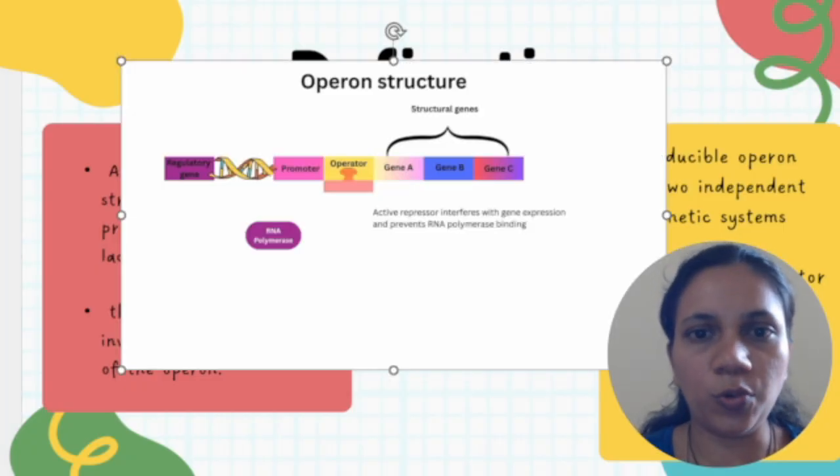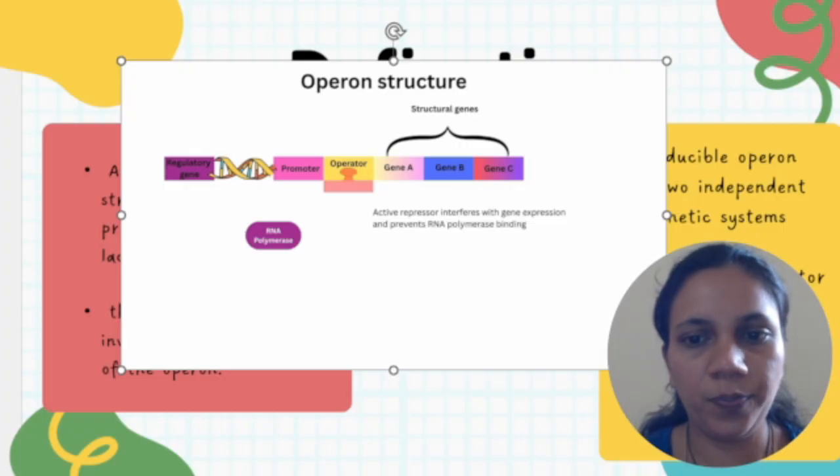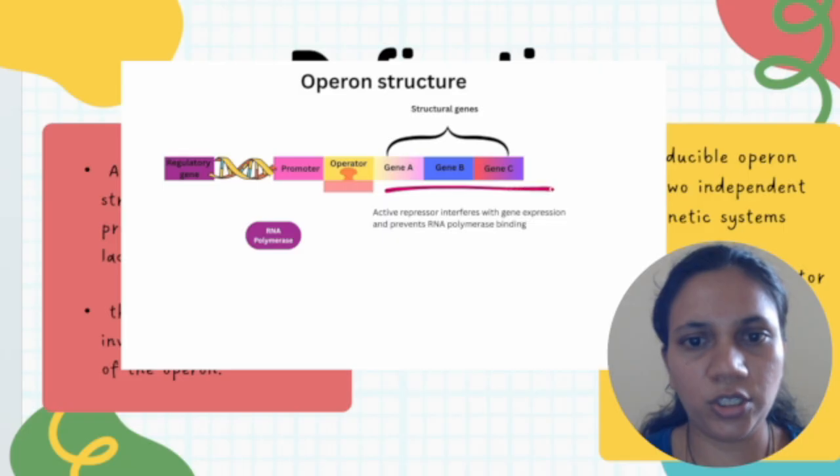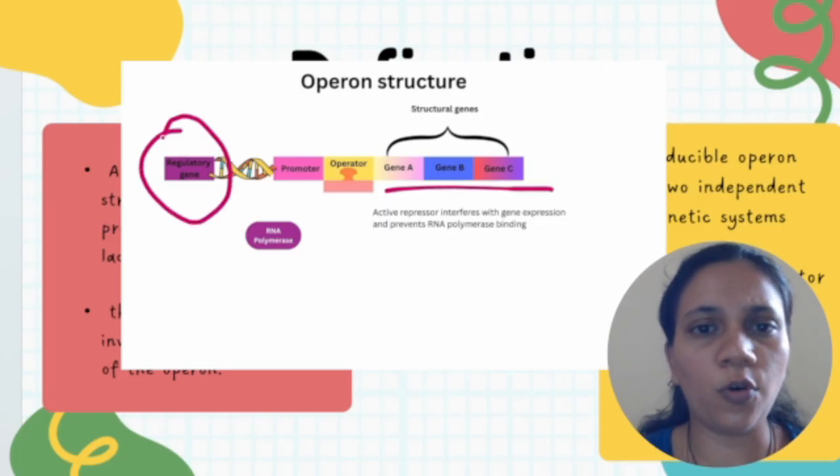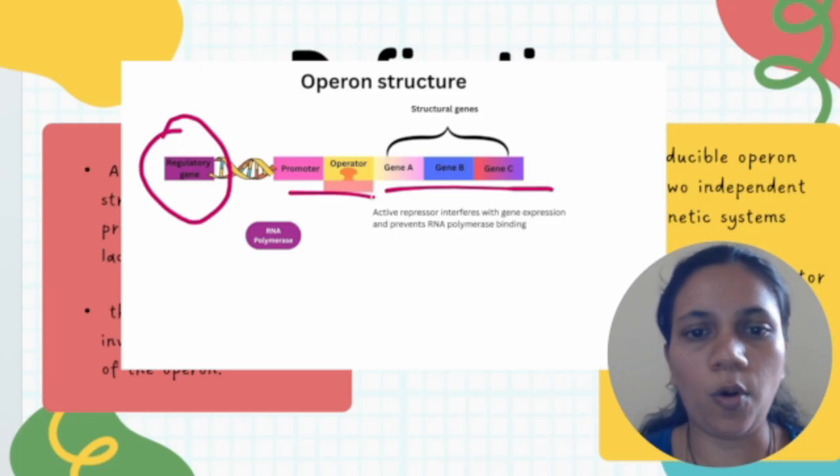So the structure of an operon. An operon basically comprises major components, that is the structural genes, marked here as A, B, and C. These are the structural genes. Then we have the regulatory gene which codes for the repressor, and we have the promoter and operator. So these are the components of an operon.